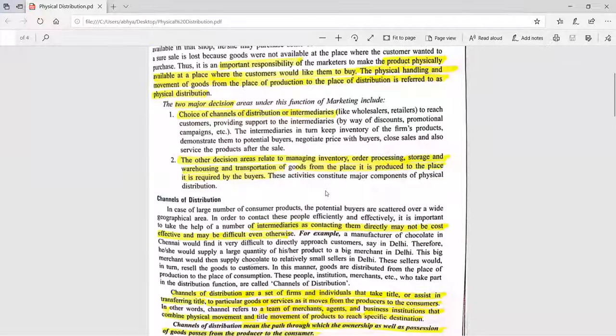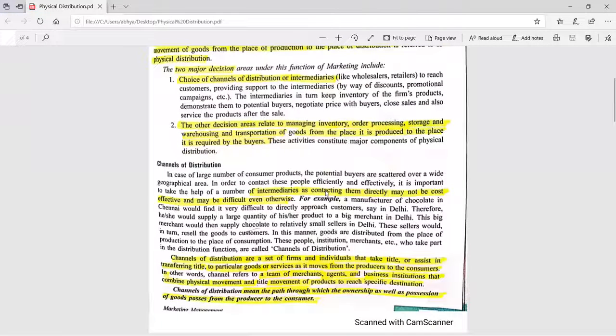The first decision is channels of distribution. As I told you earlier, the manufacturer is concentrated just at a few places of India or internationally, because there is always an industrial area and all the manufacturing is done in that industrial area only. So manufacturers are concentrated only in industrial areas, but consumers are spread throughout the country, even across international boundaries. So in order to contact these consumers who are scattered throughout the country, it is important to take the help of the middleman or the intermediaries who will be in direct contact with the consumer.